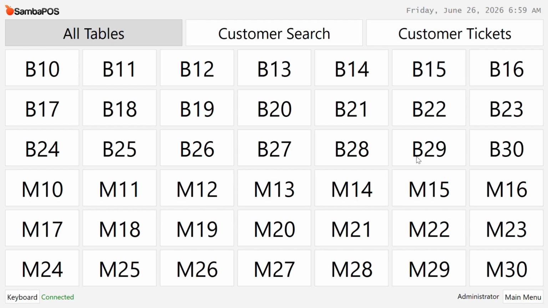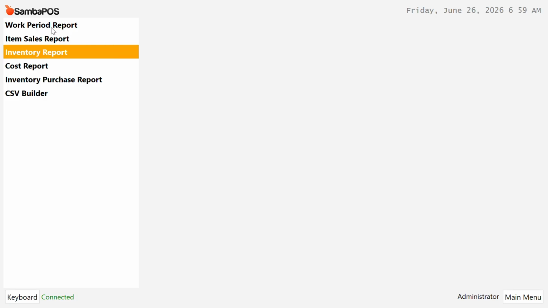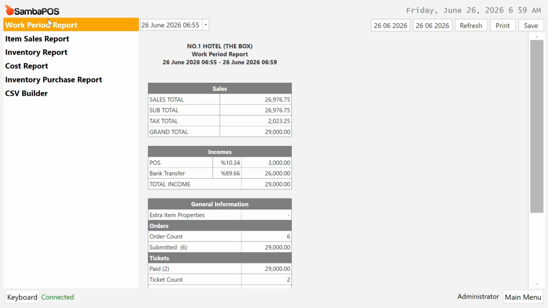So once you are done, let's go back and navigate to some other points. Click on main menu. It takes you to another one. Here is report, because from here you can see your work period report and your sales item report. So now let us click on the work period.